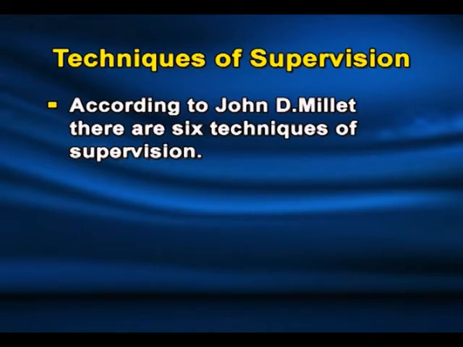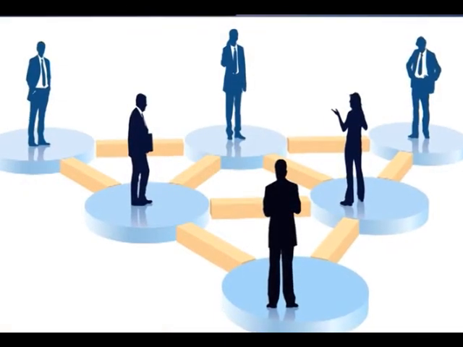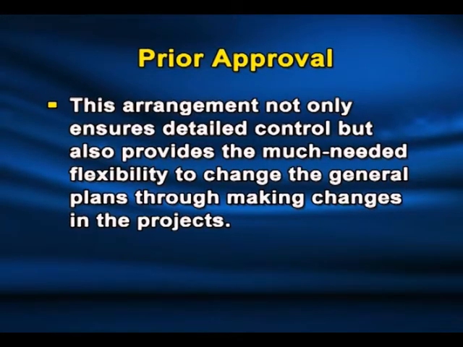Now, what are the techniques of supervision? According to John D. Millett, there are six techniques of supervision. First, prior approval. This is a common way of exercising control by the superior over the subordinate units. The top authorities lay down organizational objectives in broad terms, leaving the details of the individual projects to be finalized later. In India, the prior approval of the departmental head is not enough. In addition, the finance ministry or the department has also to give its approval. This arrangement not only ensures detailed control, but also provides the much needed flexibility to change the general plans through making changes in the project.